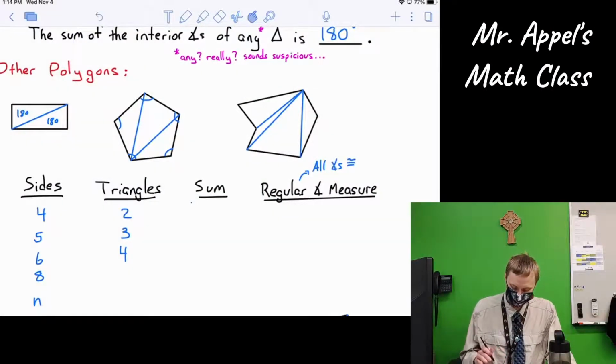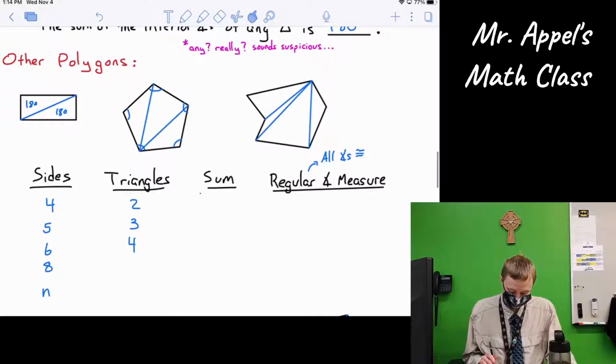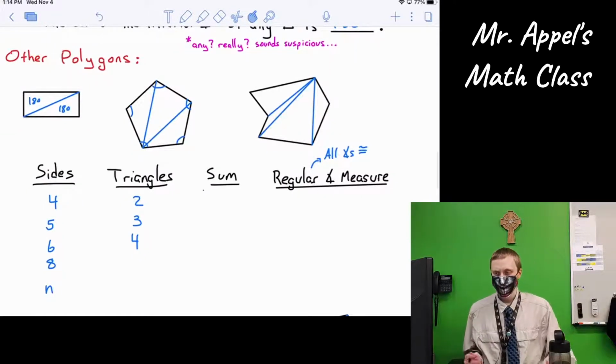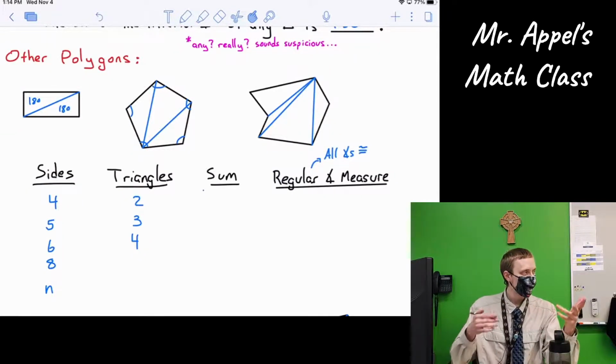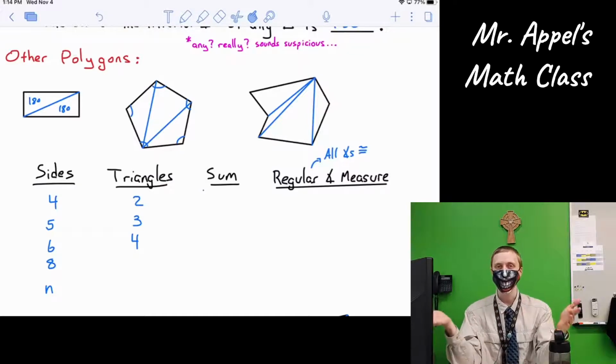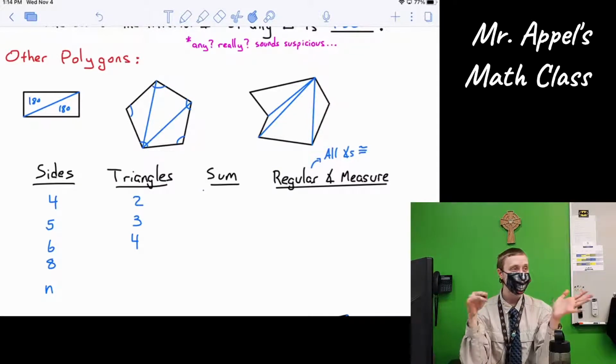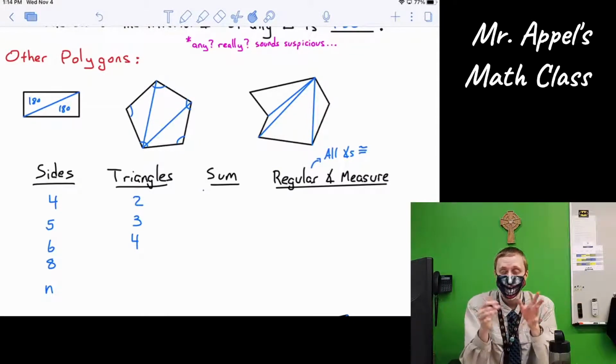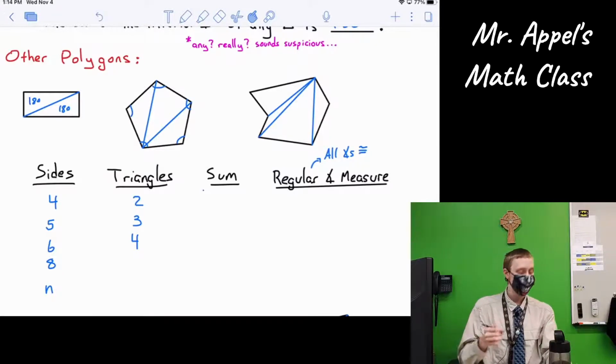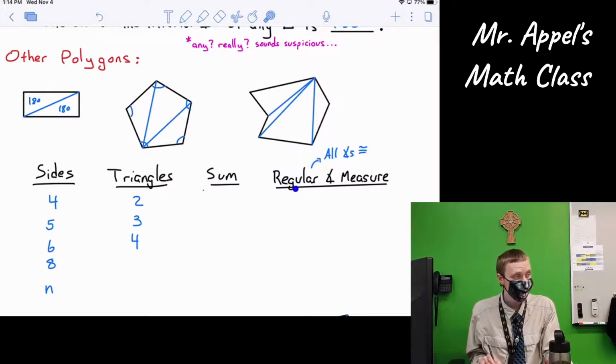Go ahead and create a little table then of our results here. For any given amount of sides, we can determine how many degrees inside of it. What is the interior angle sum? And then from that sum, if you're making a regular shape, as I say, you're making all of the angles congruent to each other, you can find out what the measure would be.